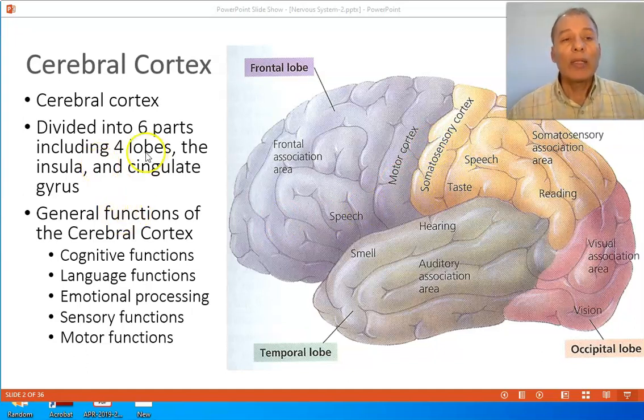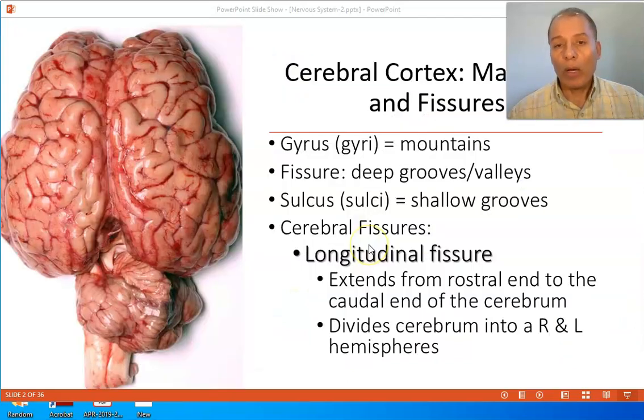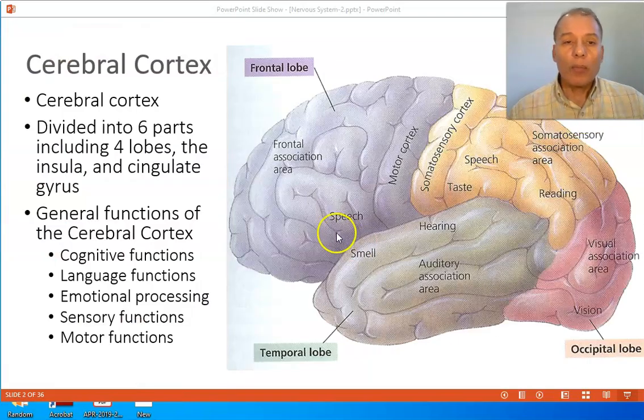So these again, the 6 major parts of the cerebral cortex are the frontal lobe, parietal lobe, occipital lobe, and the temporal lobe that you could see on the surface. And now there are other parts that are hidden. One is called the insula, or the insular lobe, insular cortex, and then there's another one that we will show you, called the cingulate gyrus.